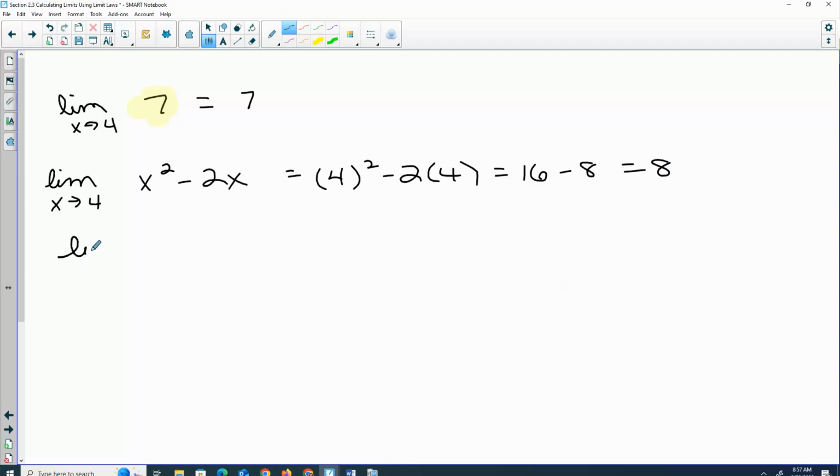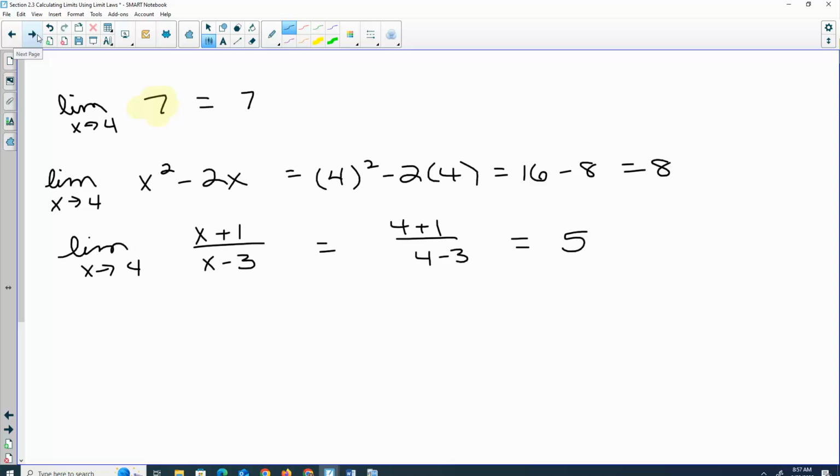The same is true if it's a rational function. Okay, if I plug it in here, I get 4 plus 1 over 4 minus 3. So 5 over 1 is 5. As long as the denominator isn't 0. Okay, so if I get a domain error, I can't just plug in. So that's what we learned Friday, and that's kind of where we left off. So we're going to practice using that today.